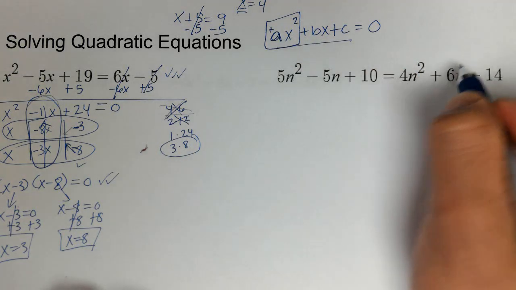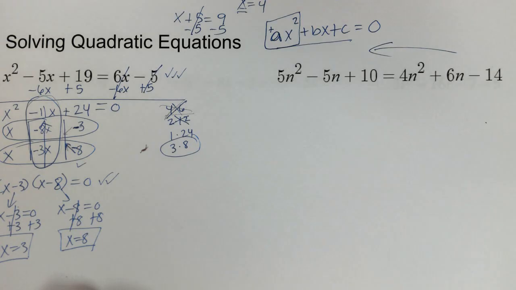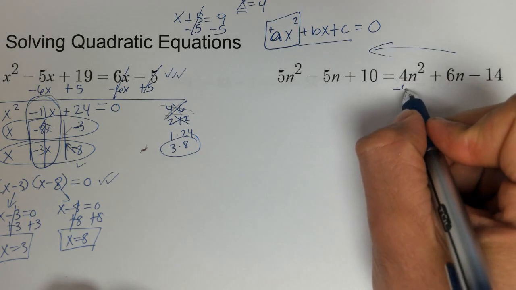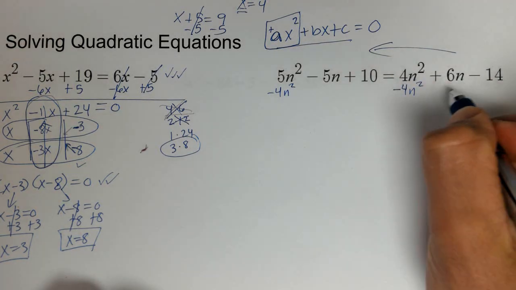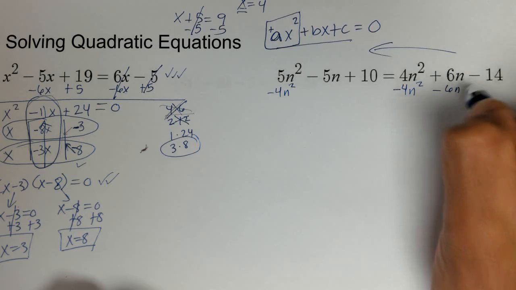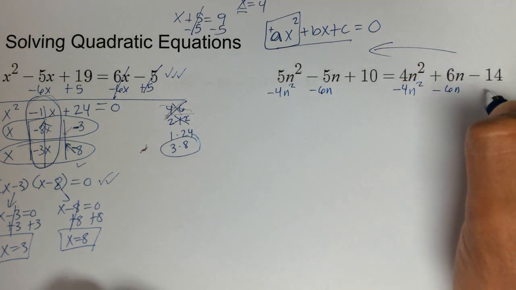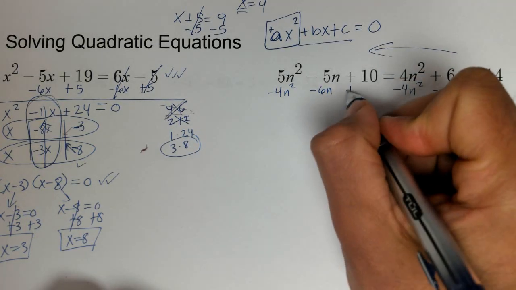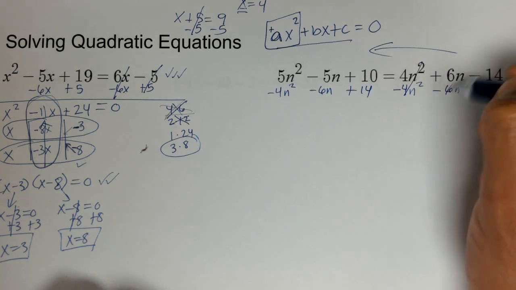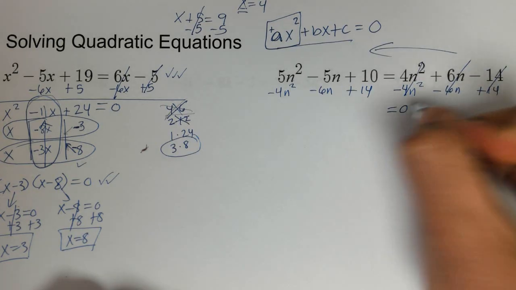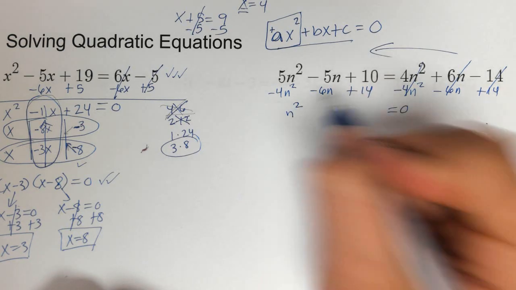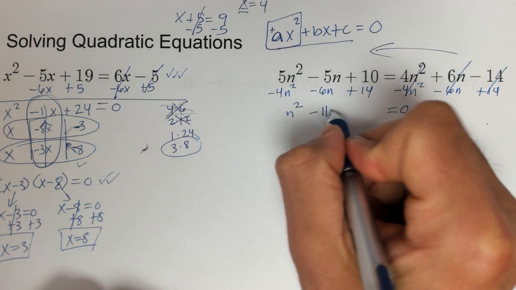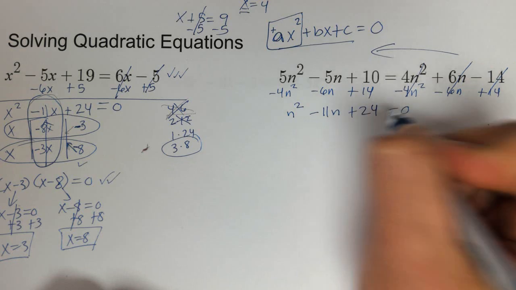So I'm going to move everything to the left. I'm going to do the opposite: subtract 4n squared, and move all the variables over. Minus 6n and plus 14. This allows me to put it in standard form, where it equals 0. 5 minus 4 is 1n squared minus 11n plus 24.